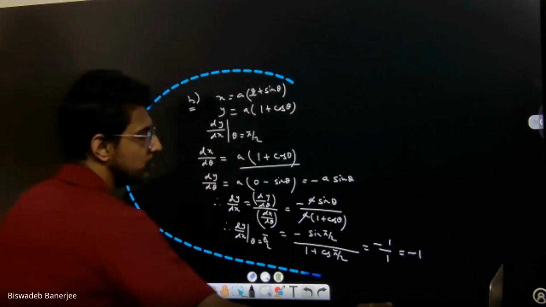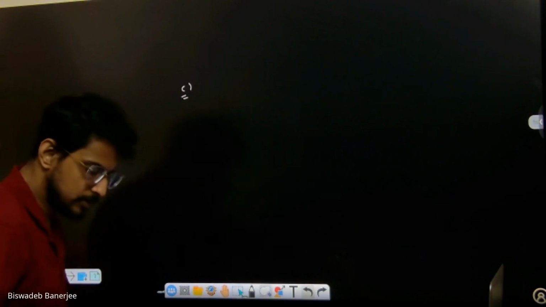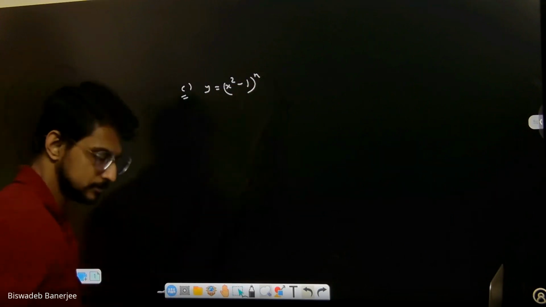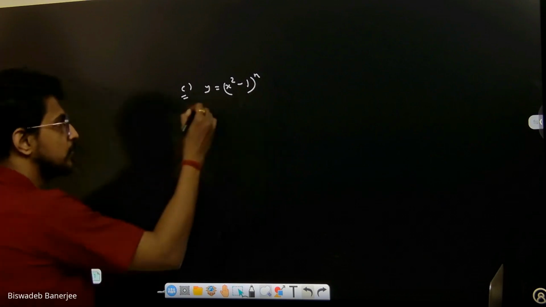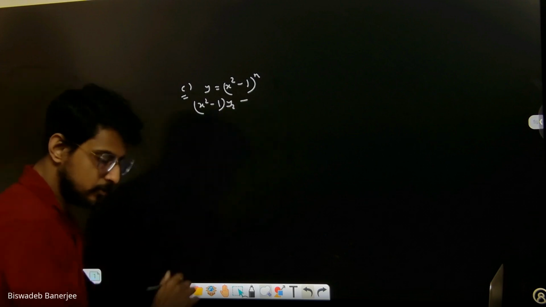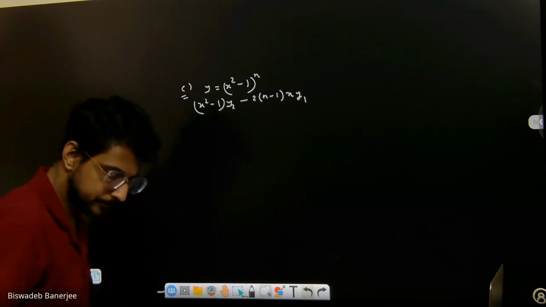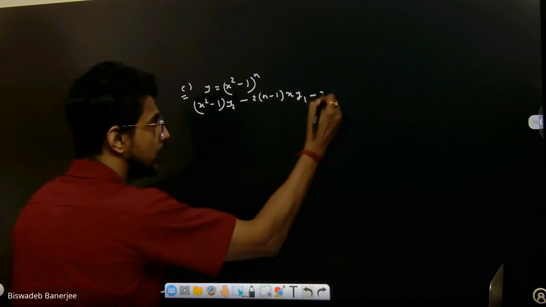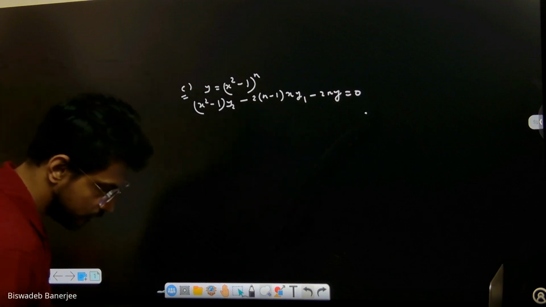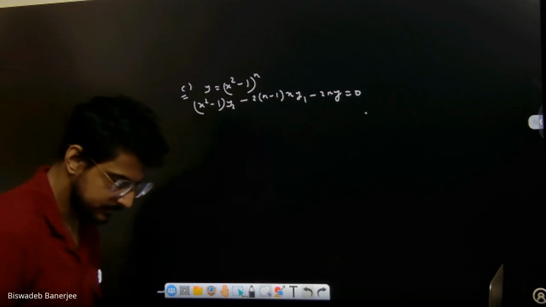Then coming to question number 3. Just pause the video and write down the solution. Part C: y is equal to x square minus 1 whole to the power n. Then you have to show x square minus 1 into y2 minus 2 into n minus 1 into x into y1 minus 2n into y is equal to 0. Let me check the question. Right.